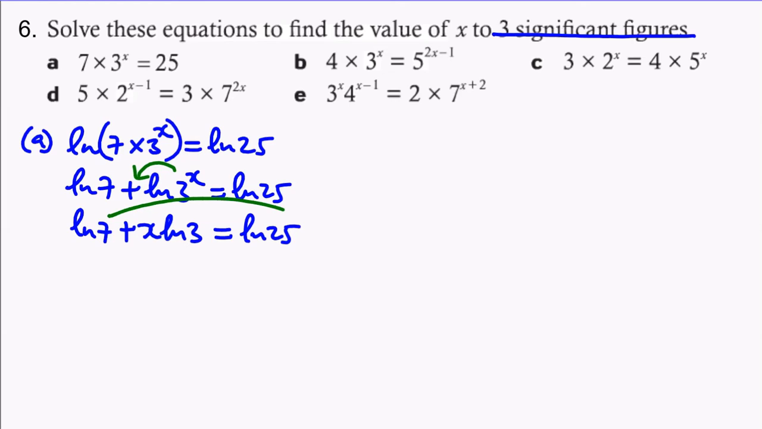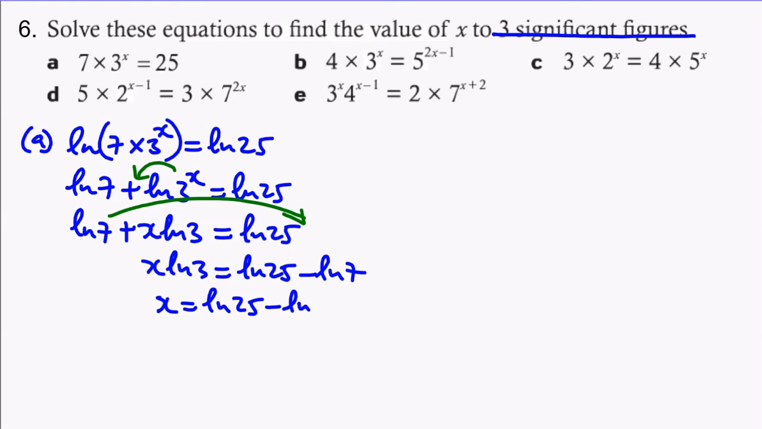Take the 7 to the right. So x ln 3 is equals to ln 25 minus ln 7. So x will be ln 25 minus ln 7 over ln 3. If you plug that in your calculator, you should be able to get 1.16.